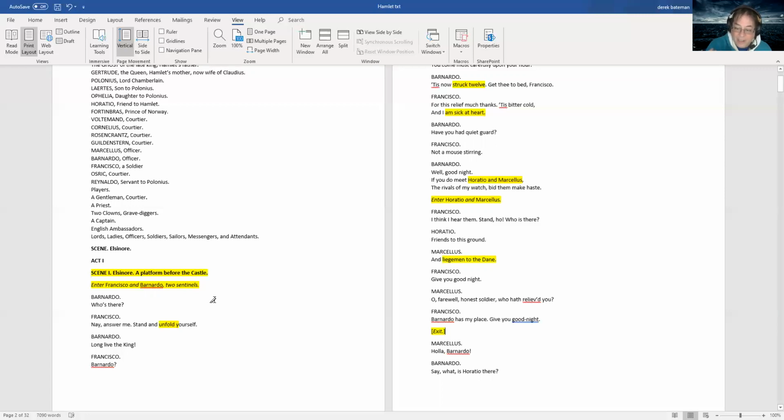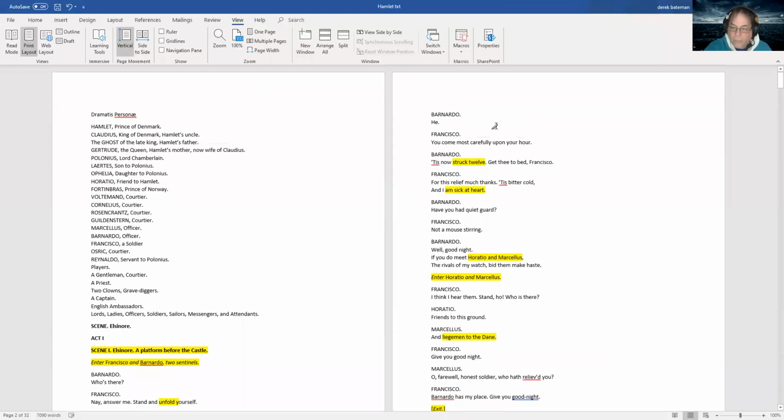So again, I'm going to go through this in detail. Bear with me, again, to familiarize ourselves once again with the language and make sure that we understand how this foundation is laid for us. So they enter. Bernardo: Who's there? Francisco: Nay, answer me, stand, and unfold yourself. So again, with the language, unfold yourself, reveal yourself. Who are you? Okay, long live the king, probably a password of sorts to let them know that they are a part of the same army team, if you will.